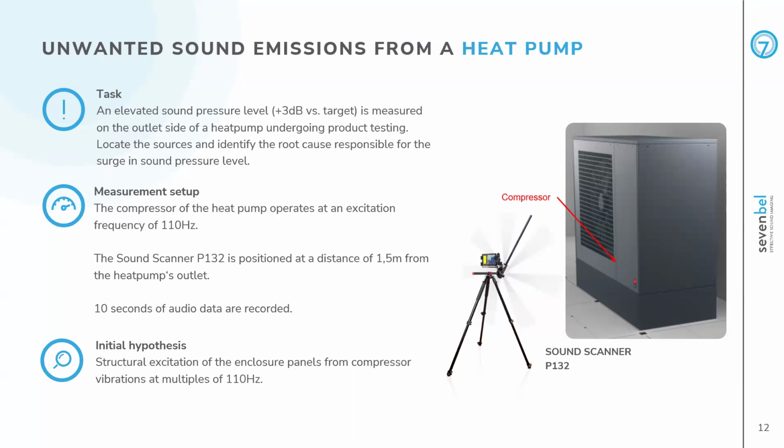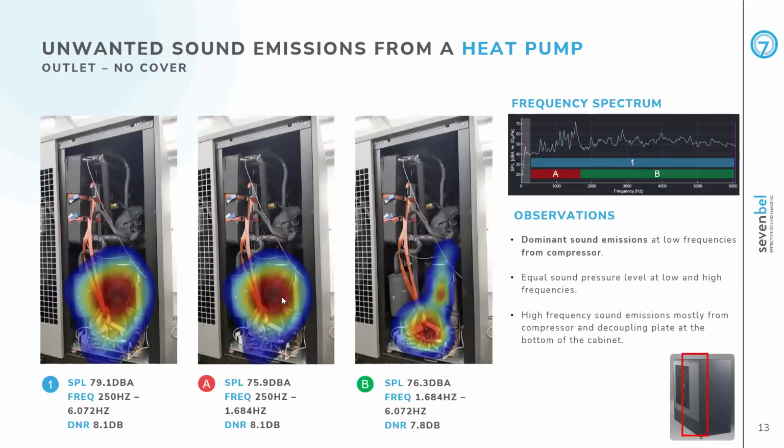In this particular measurement setup, the compressor of the heat pump operates at an excitation frequency of 110 Hertz. In this case, we use the soundscanner P132. It's positioned at a distance of 1.5 meters from the heat pump's outlet, and a total of 10 seconds of audio data are acquired. Before running the acoustic camera measurements, the engineers had an initial hypothesis that it was mostly a structural excitation of the enclosure panels from the compressor vibrations at multiples of 110 Hertz. So let's take a closer look at the result that we achieved with the acoustic camera.